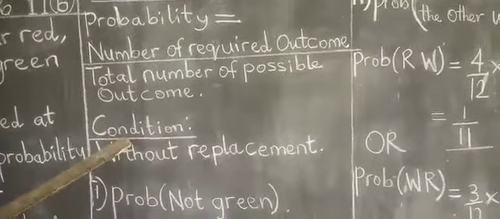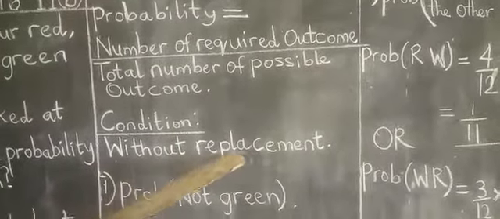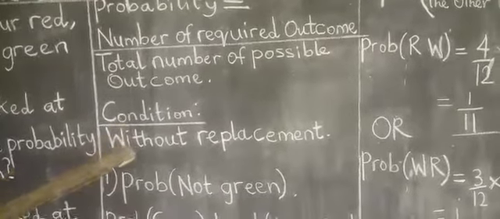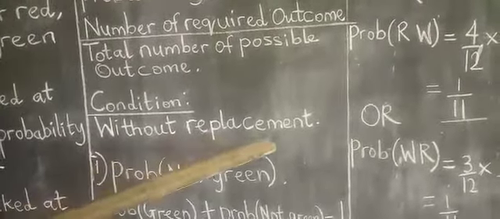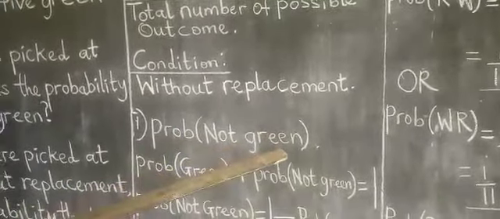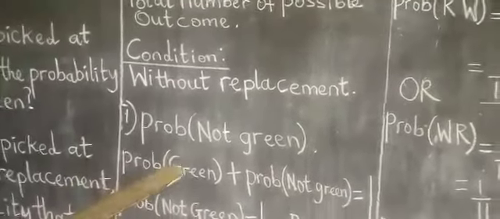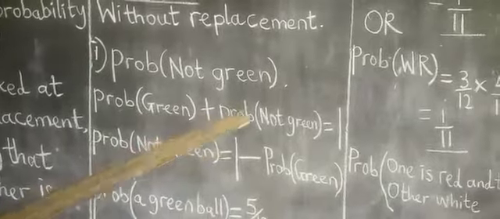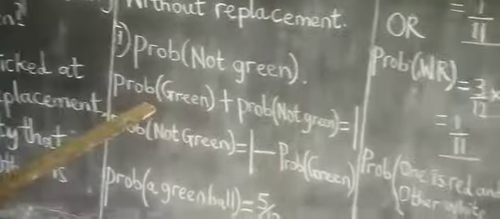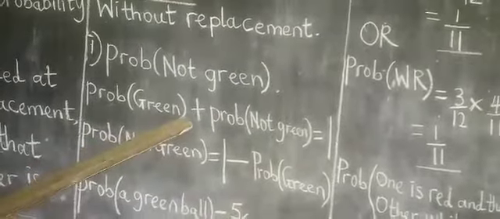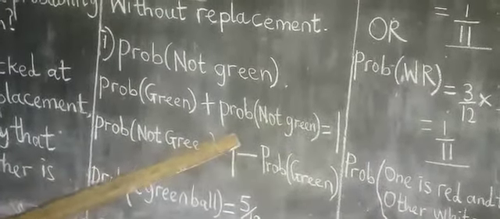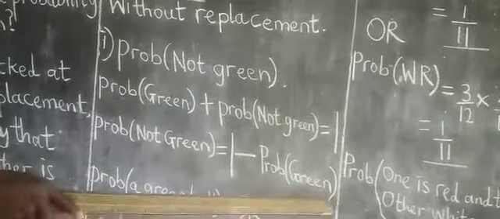The condition on this note is without replacement. We laid more accent on that when we started. Now, to address the question, probability not green. Please take note of this. Probability green ball plus probability not green is equal to 1. The probability that an event will occur and the probability that it will not occur when added will give 1. In other words, the probability not green will be 1 minus probability green.